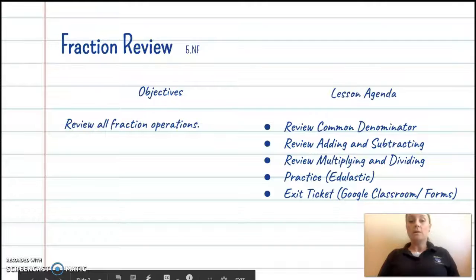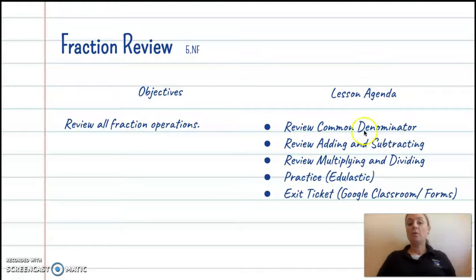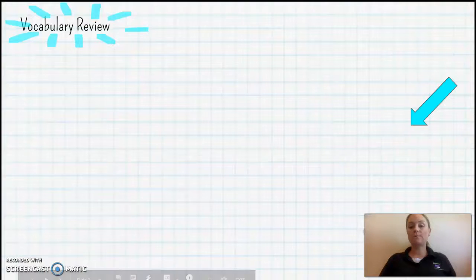Okay. So first thing today, we're just going to review all fraction operations. We're going to review what a common denominator is, then review adding and subtracting fractions, then multiplying and dividing. Then on your own, you're going to have an Edulastic practice to do. And then after we meet Friday, you will have your exit ticket on Google Classroom.